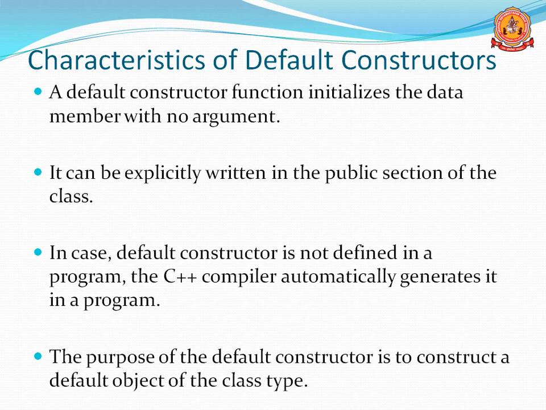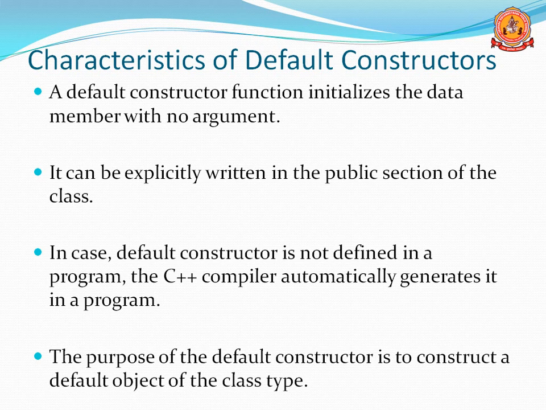The features of default constructors. A default constructor initializes the data members with no argument. So it will initialize the data without any argument. It can be explicitly written in the public section of a class. We have to write the constructor in the public section. In case a default constructor is not defined in a program, the C++ compiler automatically generates one.